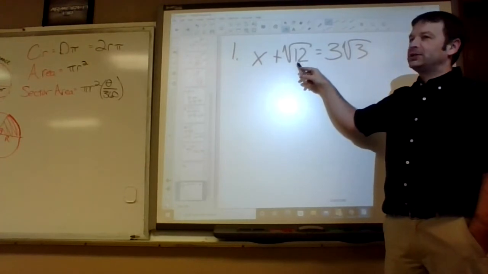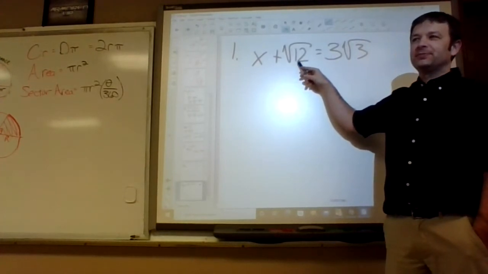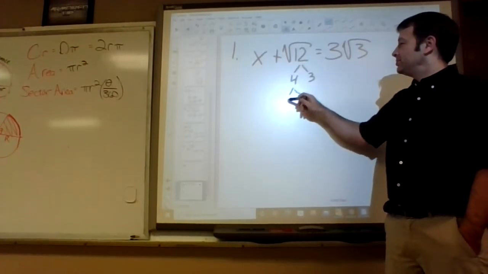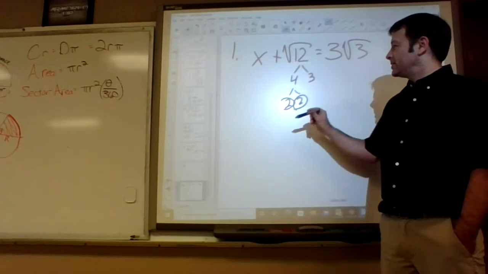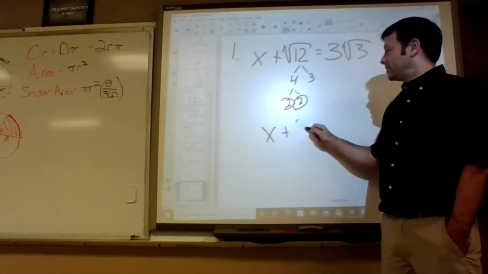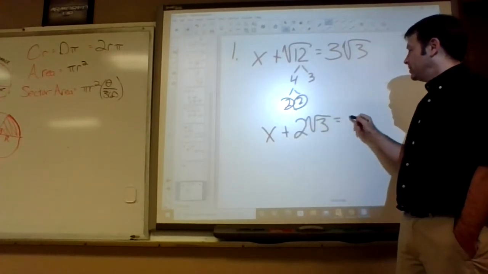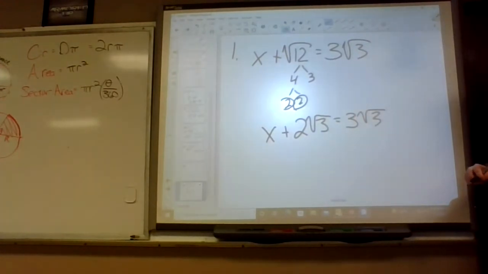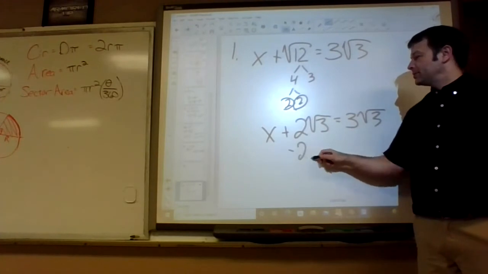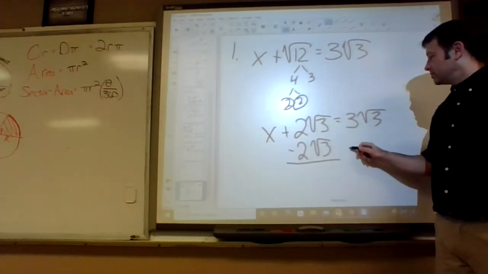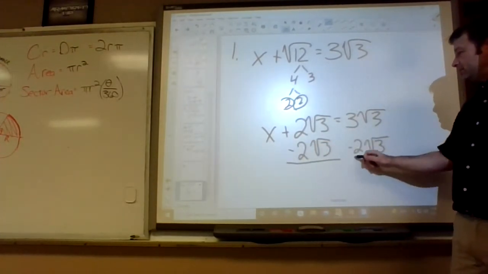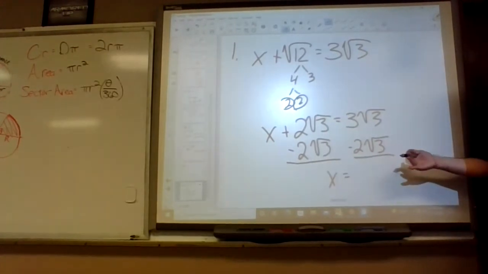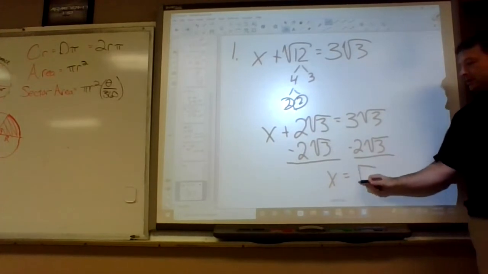Square root of 12, what does that simplify to? 2 square root of 3. Yeah, 2 square root of 3. If you have a nice calculator, it does that part automatically. You can kind of use a calculator on this. How do I solve that for x? Subtract 2 square root of 3. So what is 3 square root of 3 minus 2 square root of 3? 1 square root of 3, or just square root of 3.